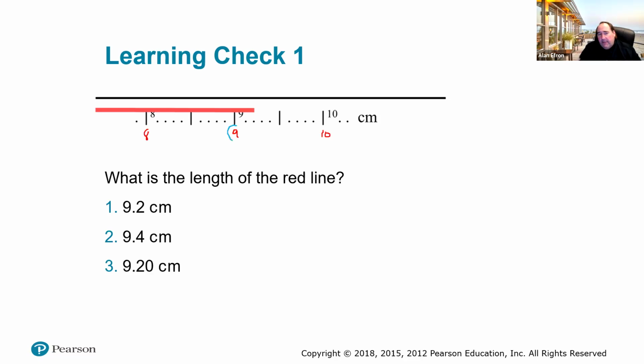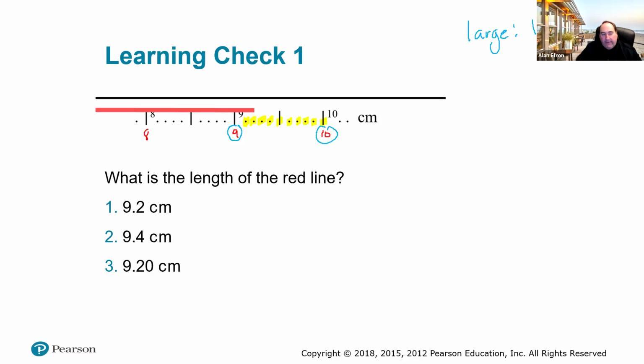So in this case, the big line there is 9. The next big line is 10. So once again, our large marking on this is 1 centimeter. Now we want to count really what the small markings are. So we're going to go, that's 1 marking, 2, 3, 4, 5, 6, 7, 8, 9, and 10 markings.